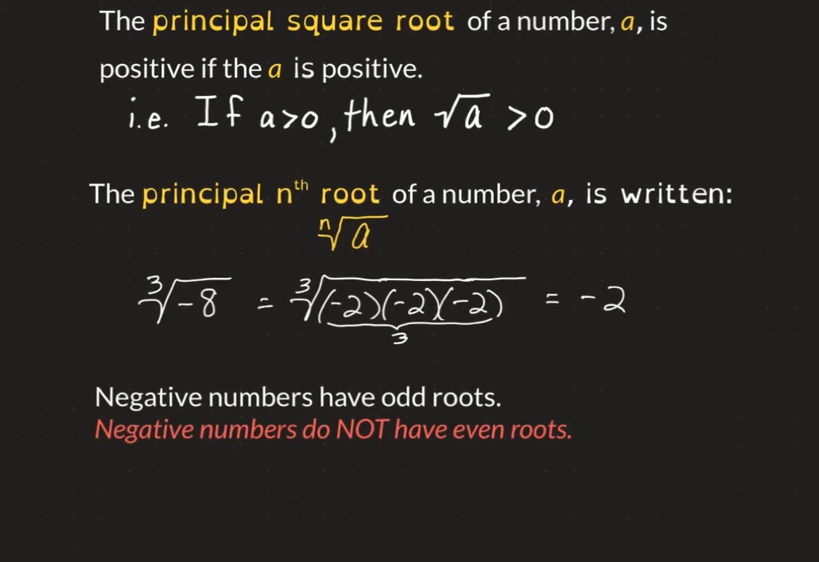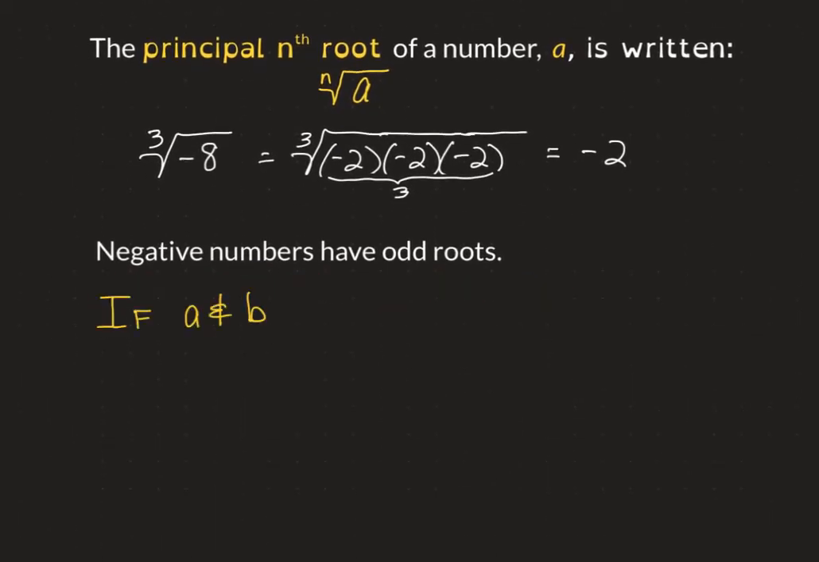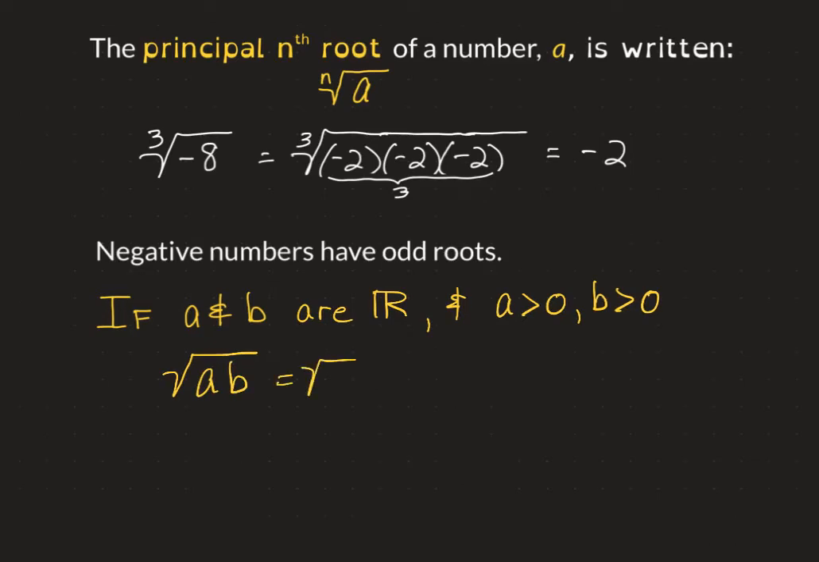Okay, one more thing I want you to remember. If a and b are real numbers and a is greater than 0 and b is greater than 0, in other words, if a and b are real and positive, then this is true: the square root of a times b equals the square root of a times the square root of b. The square root of 4 times 9 is equal to the square root of 4 times the square root of 9.